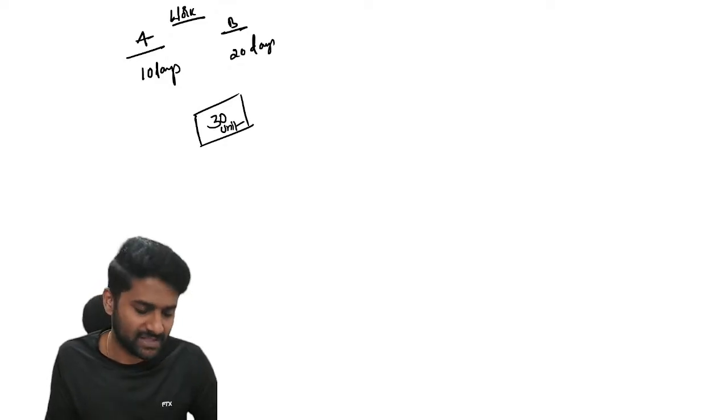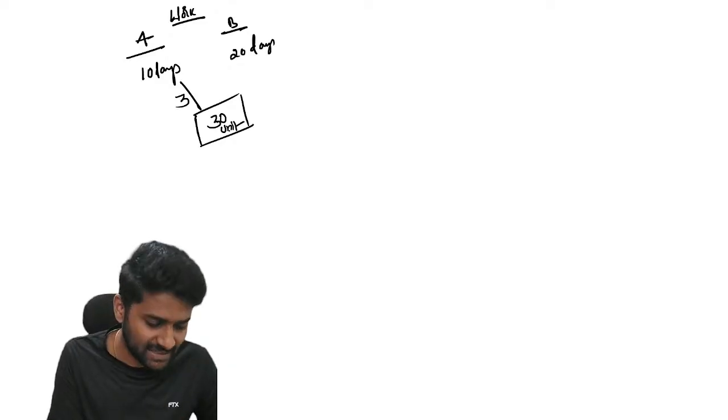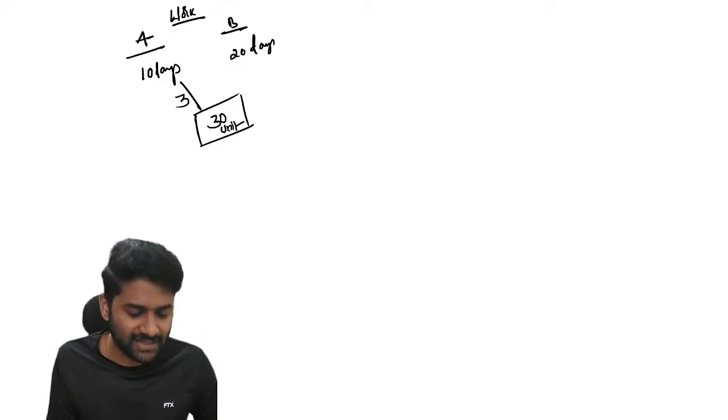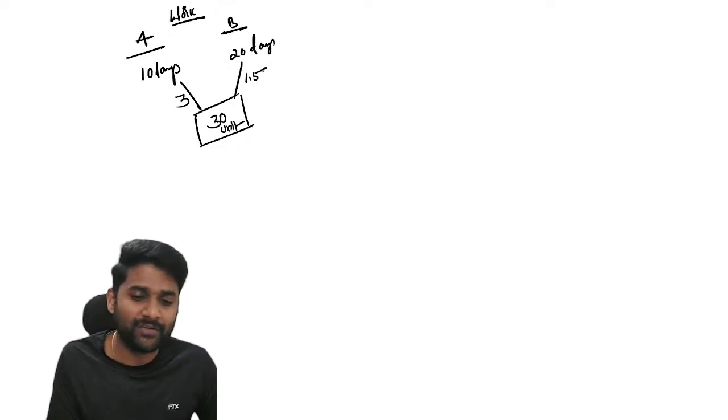We can take any reference value. 30 units of work completed by A in 10 days. It means per day A can complete 3 units, and the whole work is completed in 10 days. 30 units of work completed by B in 20 days. It means each and every day B completes 1.5 units.